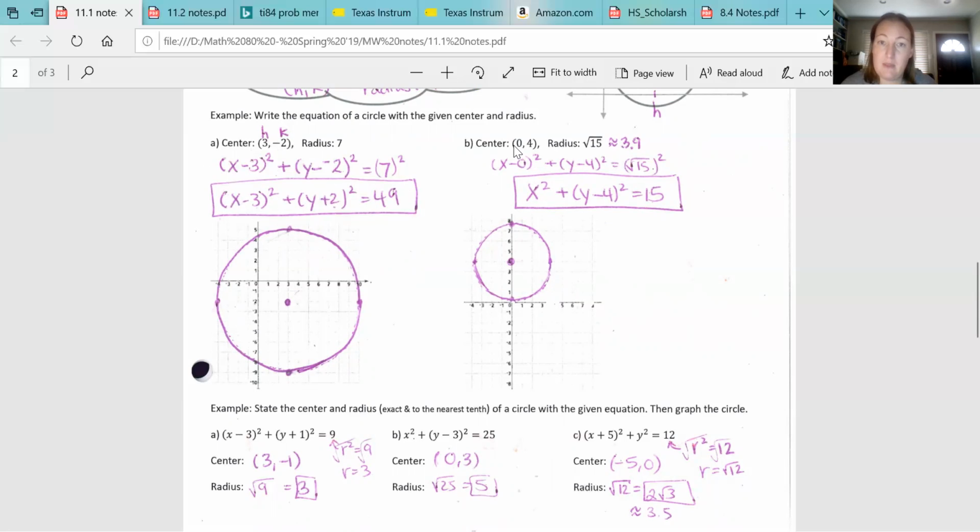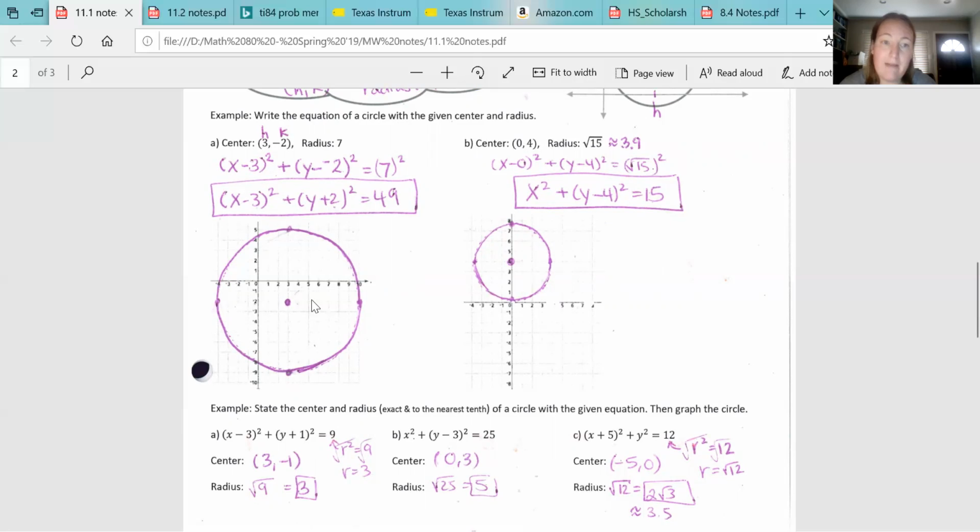Part B, same thing. X minus the h, the x coordinate of your center, squared, plus y minus your k, which is the y coordinate of your center, squared, equals the radius, which is square root of 15 squared. When you simplify this, that's just x squared, y minus 4 squared, and you're keeping it in the format that's easy to graph. You're not going to distribute this and get it into the general form. You'll keep the standard form here. And then the square root and the square will cancel to give you 15.